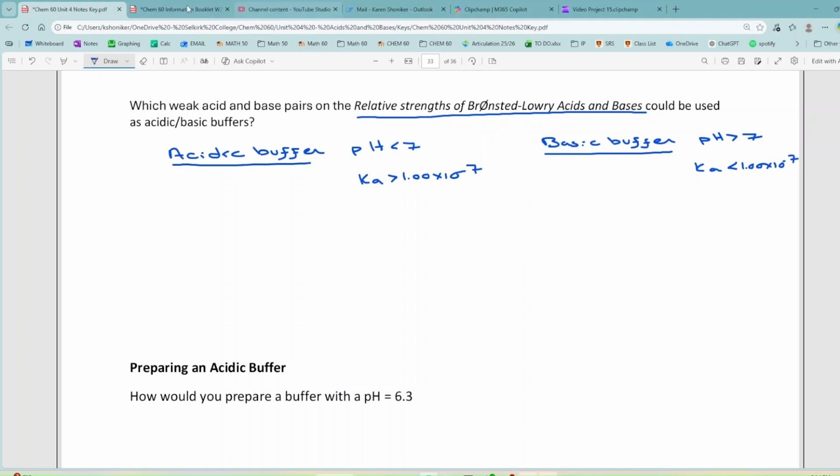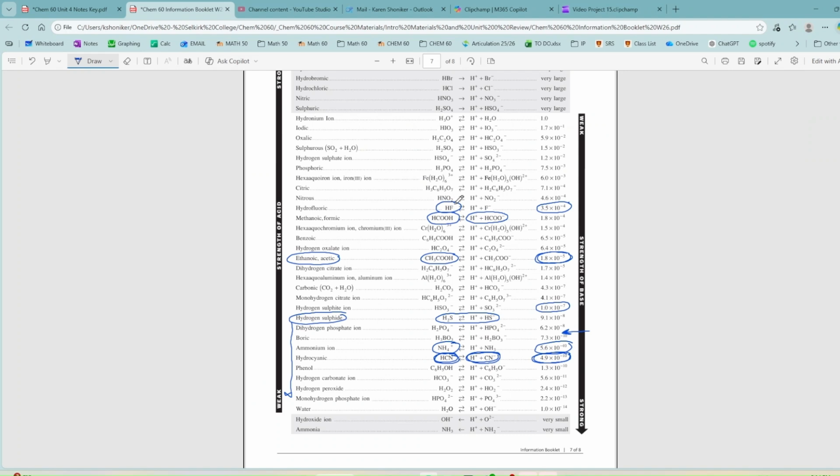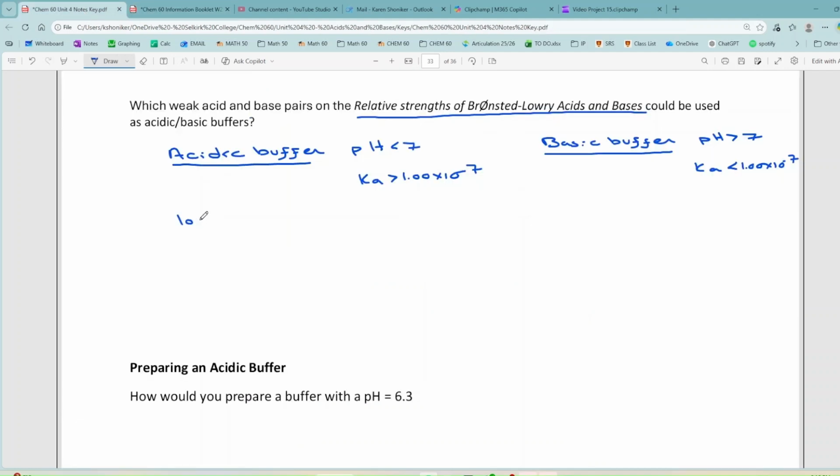So if you look at the table, right, and we look to see where the split's going to be, we've got this 1.0 times 10 to the negative 7. That's technically where the split would be. And all of these above would be acidic buffers because they're all stronger acids, whereas all these down here would be basic buffers because they are stronger bases. So we could say anything greater than 1.0 times 10 to the negative 7, so monohydrogen citrate ion all the way up to iodic acid, or simply we could just say iodic.